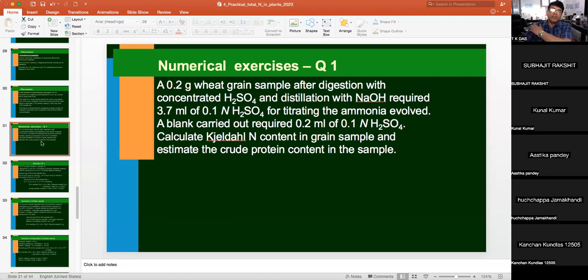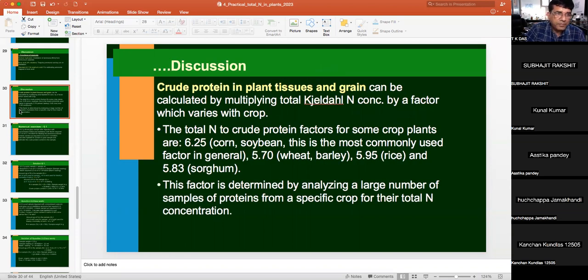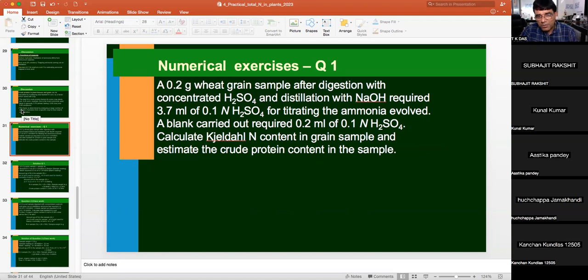It means the sample reading was 3.7. A blank was also carried, which required 0.2 ml of 0.1 normal sulfuric acid. So sample reading 3.7, blank reading 0.2, sample weight 0.2 gram. Calculate the Kjeldahl nitrogen content in the grain sample and estimate the crude protein content in the sample. Because it is wheat, the factor can be 5.7. You can note down these readings, and then I can show you the formula, and then you can calculate the crude protein content in the sample.